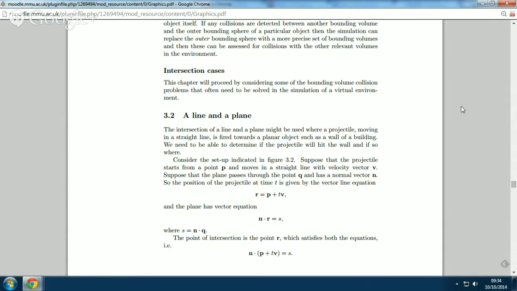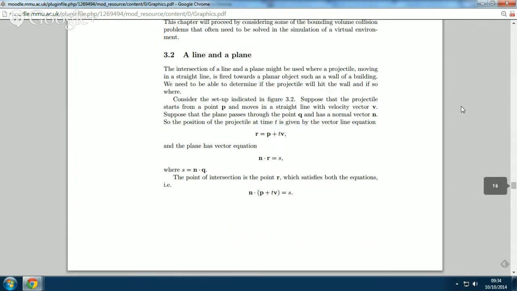So let's look at our first one. If you flick through, you just see a bunch of vector analysis and manipulation in the pages. That's what it's all about. That's the mathematics underlying these things. So the first one we're going to look at is a line and a plane.